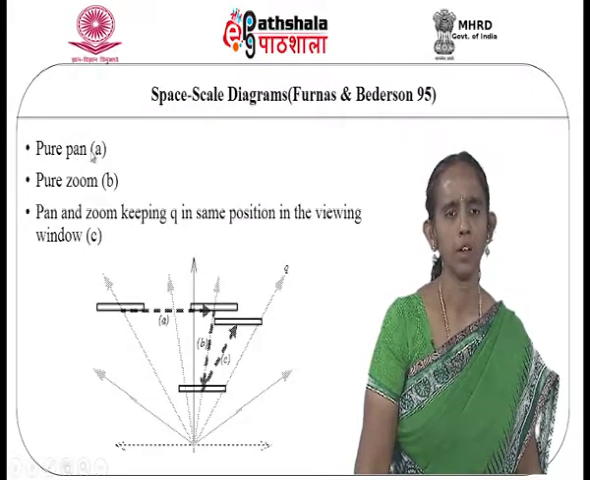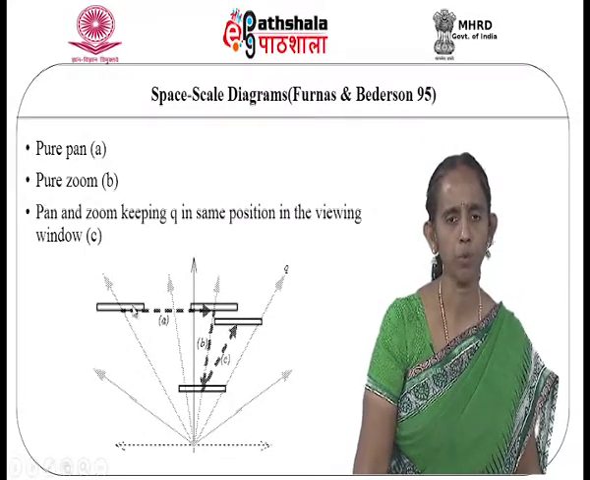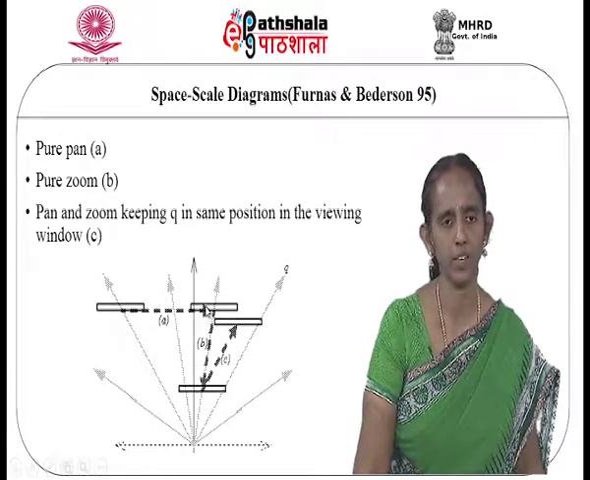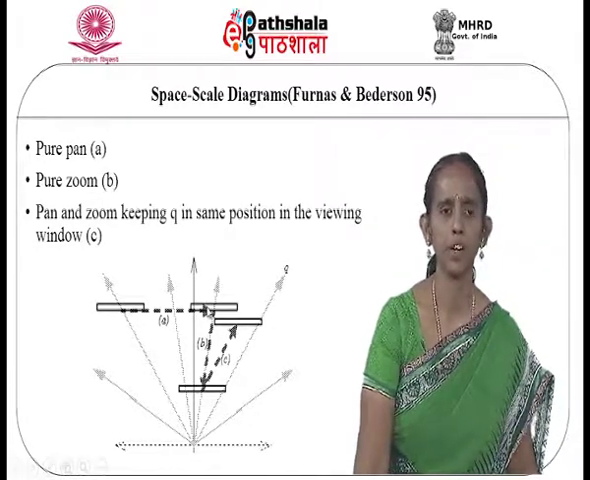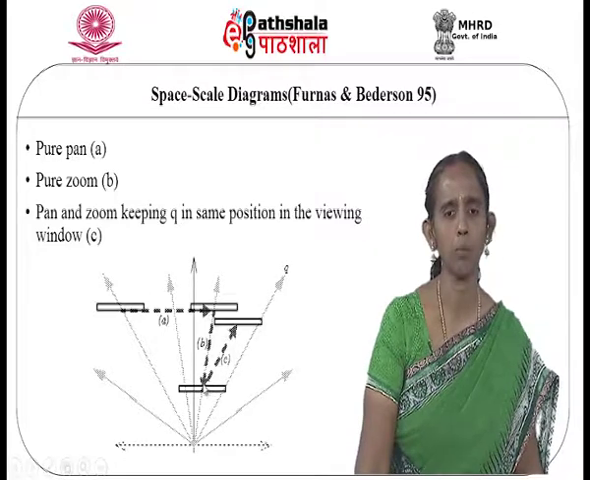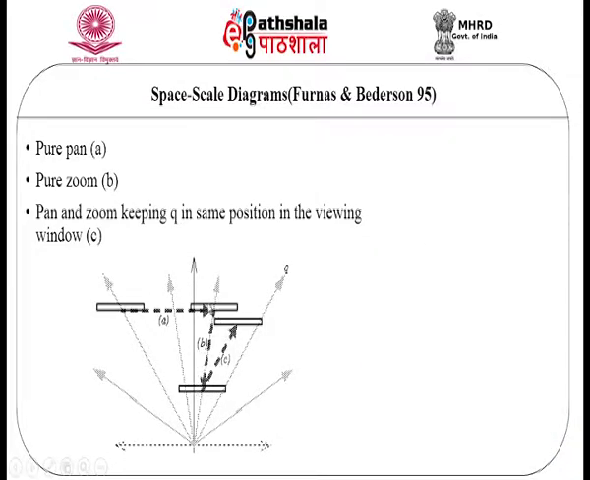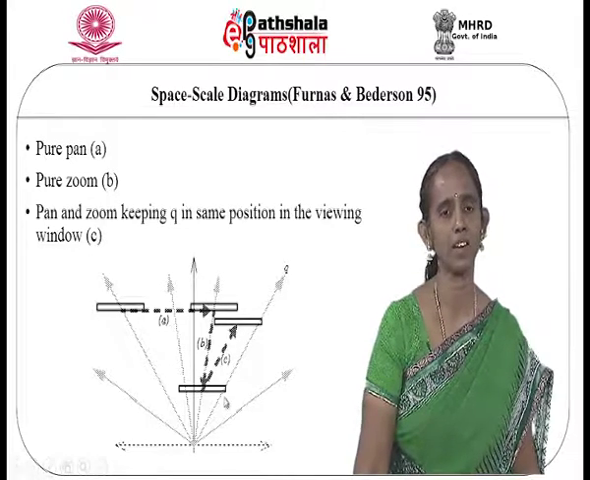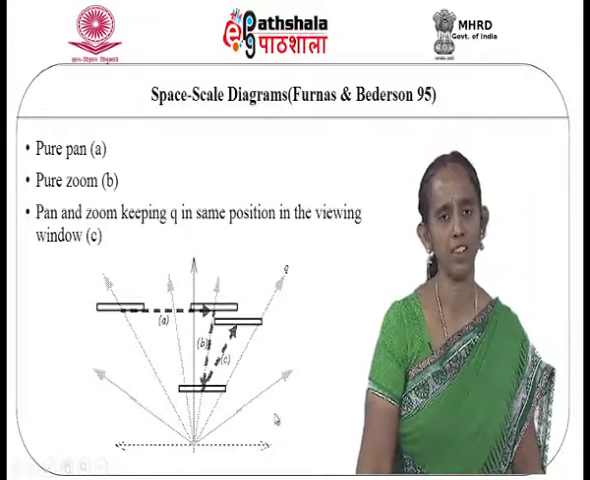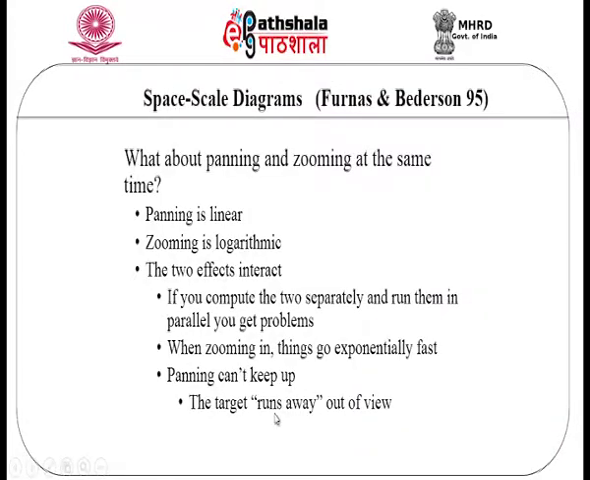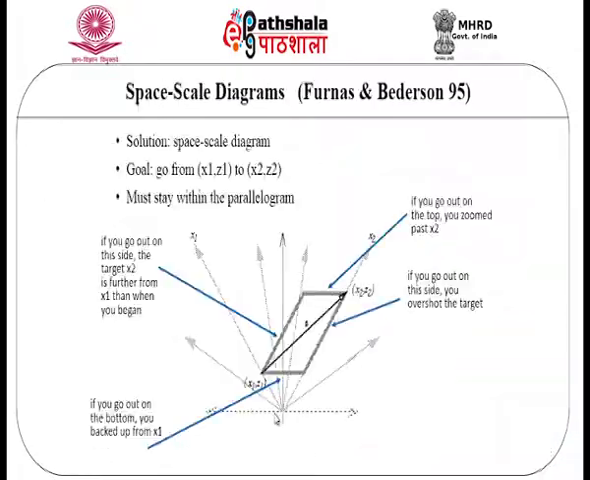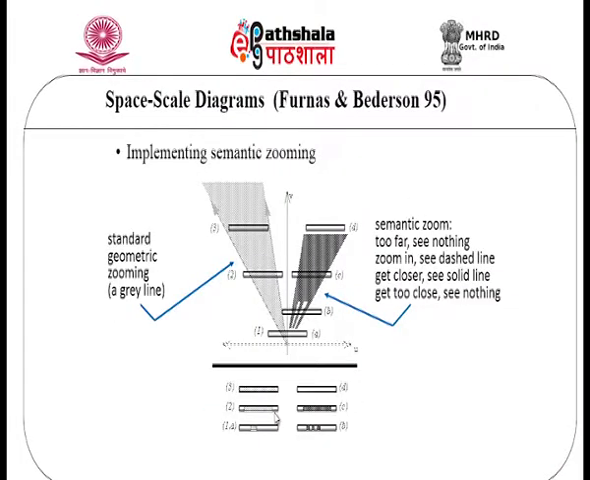There can be some kind of pure panning, that is moving from one location to another location, as shown in section A. It can be pure zooming, wherein I move from outside to inside, as in the case of B. I can also look at panning and zooming options wherein I change the position as well as move in and out. So these are some examples of space scale diagrams. Using these space scale diagrams, it is possible for me to implement semantic zooming also.